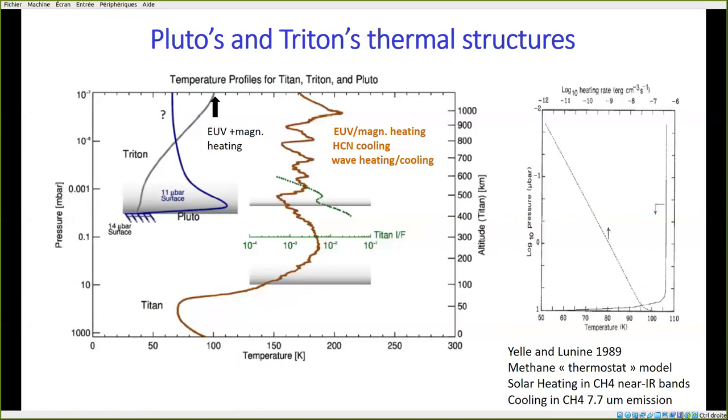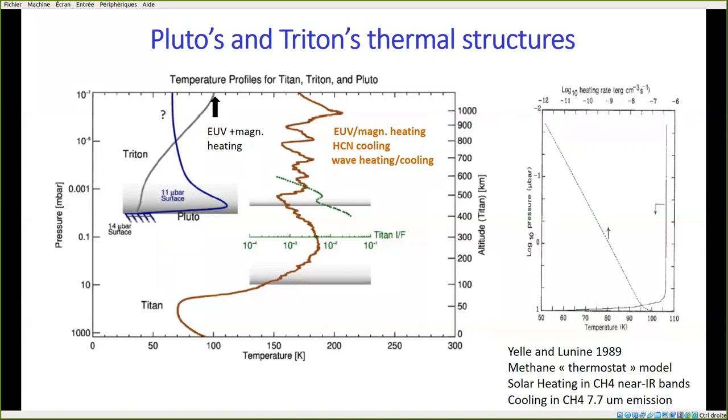So let's now have a look at the thermal structure of Pluto and Triton in a little more detail. Here they are being compared to that of Titan and being placed on a common temperature-pressure scale. So on Titan, we have a well-marked stratosphere due to the heating, absorption of solar visible and near-infrared light by atmospheric methane and haze. On Pluto, as I mentioned, there is a very large positive gradient, which is due to heating by methane.